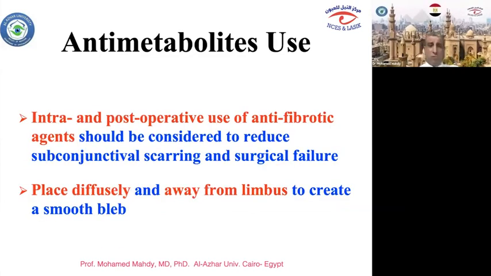Anti-metabolite use should be used for every case of trabeculectomy with any kind of glaucoma, except if contraindicated, like if we have thin conjunctiva, or scleromalacia, or such kind of patient. Intra and post-operative use of anti-fibrotic agents should be considered to reduce the subconjunctival scarring and surgical failure. Place these anti-metabolites diffusely and away from the limbus to create a smooth diffuse bleb.